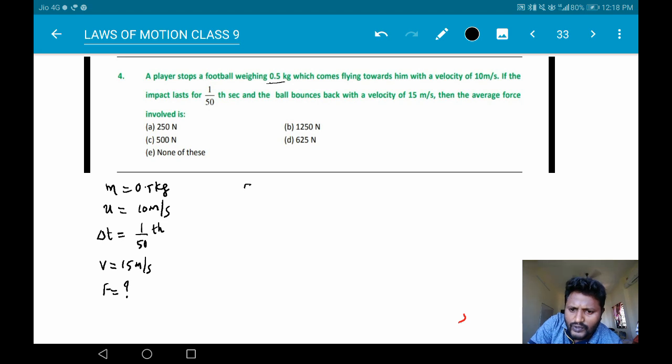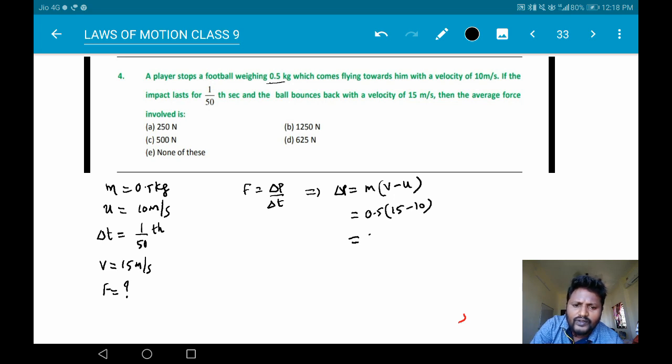So we know that if the interaction time or impact time is given, we can use the formula F equals delta P by delta T. Sir, what is delta P? Delta P is nothing but the change in momentum. So how to find the change in momentum? Mass into final velocity minus initial velocity. So mass 0.5, final velocity 15 minus 10, therefore 0.5 into 5. So 2.5 is the change in momentum.